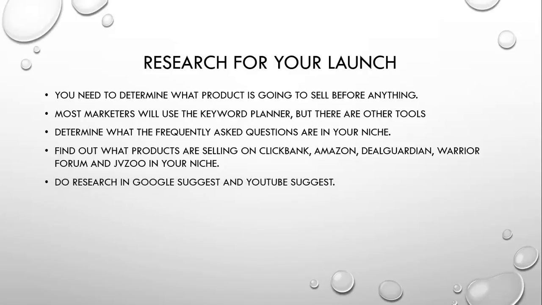You also want to do research in Google Suggest and YouTube Suggest. Google Suggest and YouTube Suggest will give you real-time information. So in other words, you'll be able to find out what people are searching in real time. Many of the Google keyword tools, in particular Keyword Planner, are not real-time information. They are information that Google collates and collects over time and gives you the opportunity to see. However, it is not real-time, but Google Suggest and YouTube Suggest are real-time.